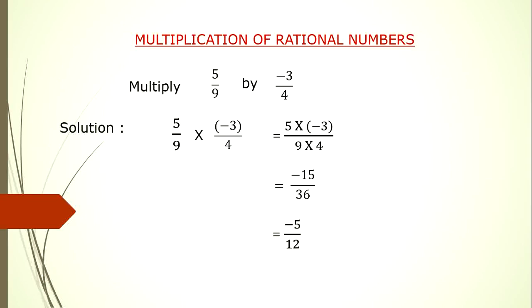And 15 and 36 have common factors which can be simplified, and so the simplest form of minus 15 by 36 is minus 5 by 12, or on cancellation with 3 table we have minus 5 by 12. Your answer always needs to be in the standard form.